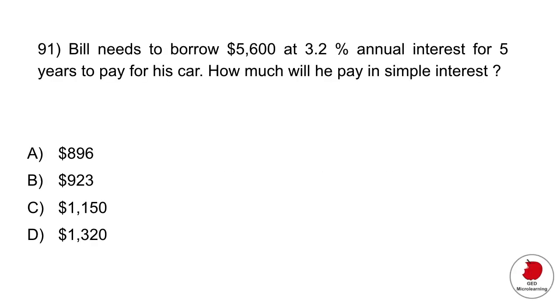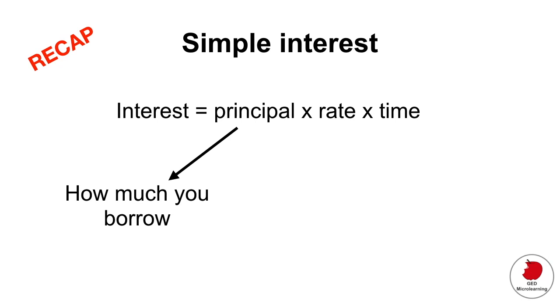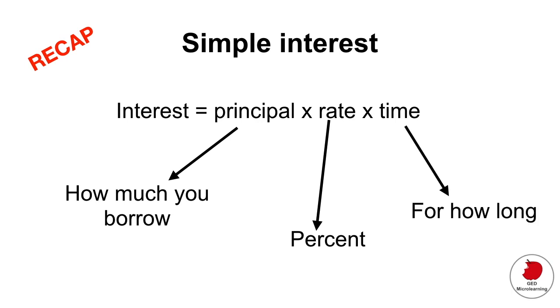All right, Bill needs to borrow $5,600 at 3.2% annual interest for 5 years to pay for his car. How much will he pay in simple interest? All right, so here you have to remember this formula, which I think might be provided by the GED, but I'm not 100% sure, which says that interest is equal to the principal times the rate times the time. So principal refers to how much you borrow. The rate is going to be the percent at which you are borrowing that amount. And then the time is going to be for how long.